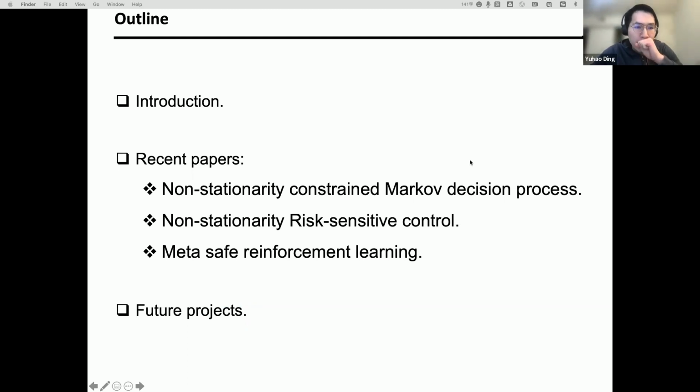For today's presentation, I will first start from the motivation and introduction of why we are interested in safe RL under a non-stationary environment. And then I will talk about our recent work on three different scenarios for this problem, which are the non-stationary constrained MDP, the non-stationary risk-sensitive control, and meta-safe reinforcement learning. And then, if we have time, I will talk about some future directions and ideas for future projects.